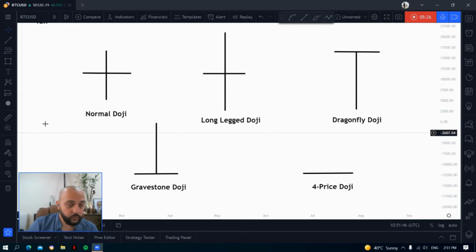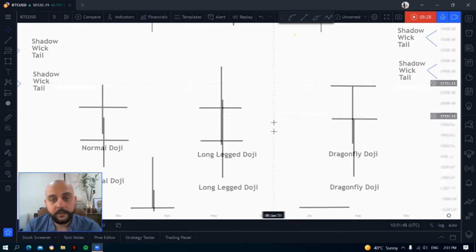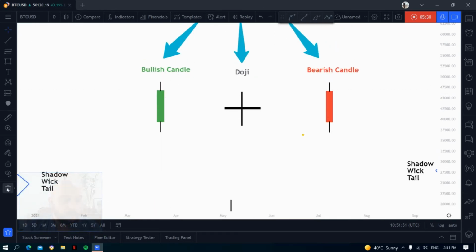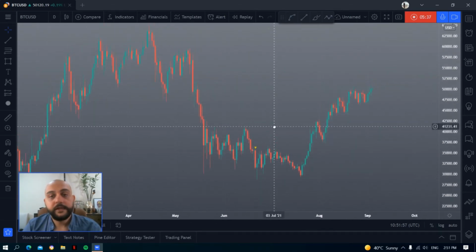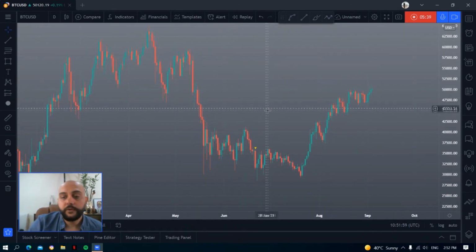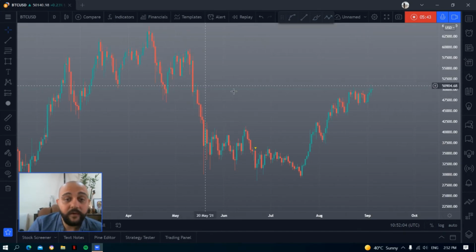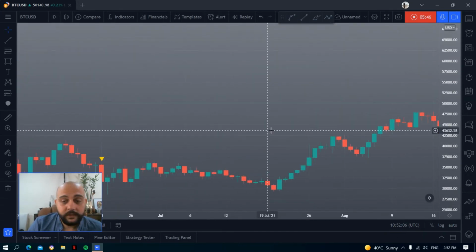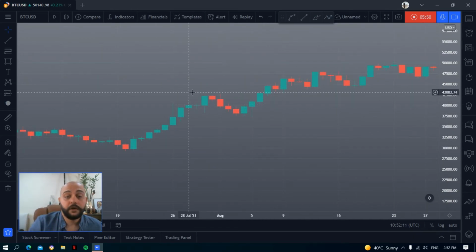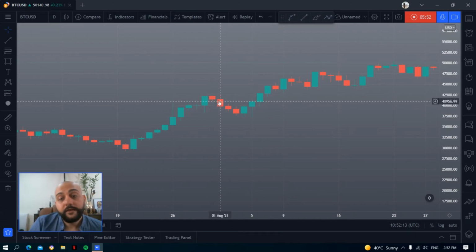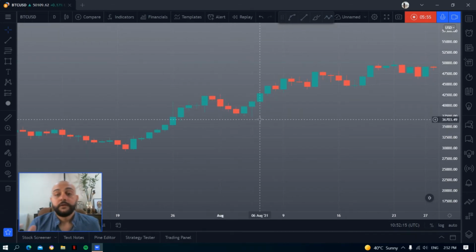Now, I'm going to show you an example, and you can see this live. So let me go here, templates, let's go with this one. Okay, so here's a chart of the Bitcoin price versus the US dollar. And this is a 1 day chart, so basically each candle represents 1 day. As you can see here, a green candle represents a bullish market, the market is going up. A red candle represents a bearish candle, meaning the market is going down.